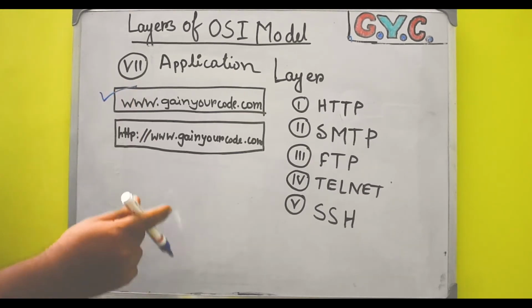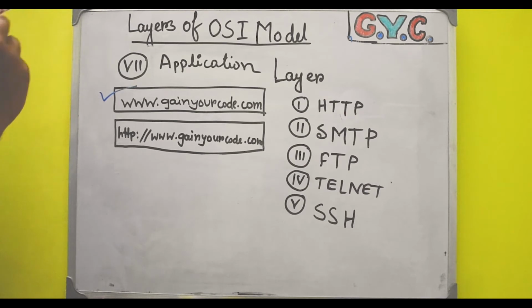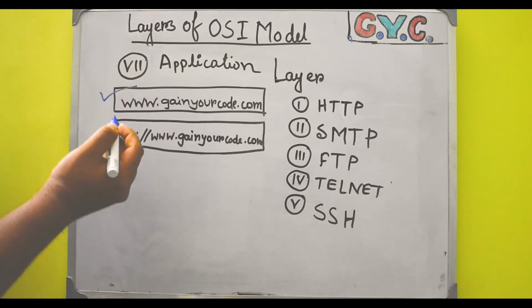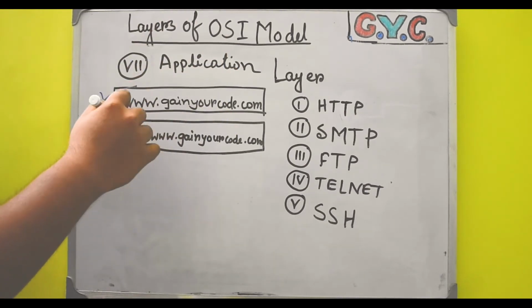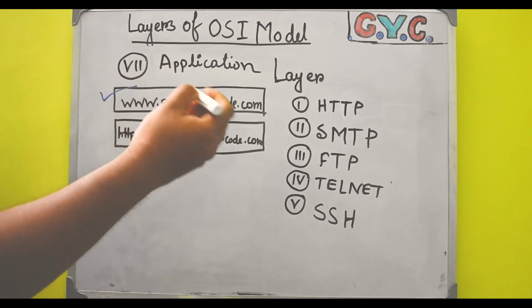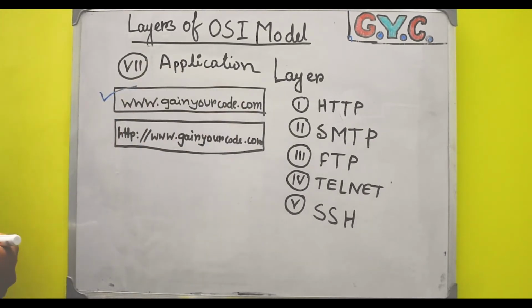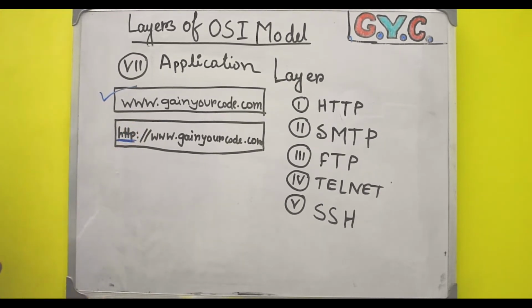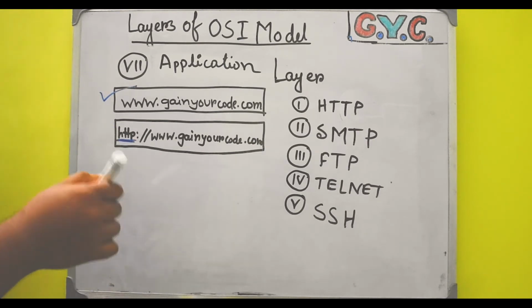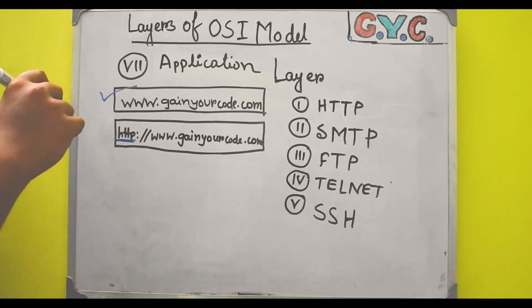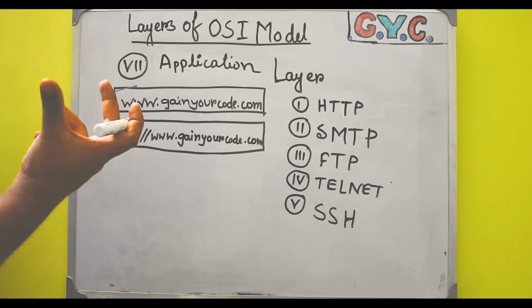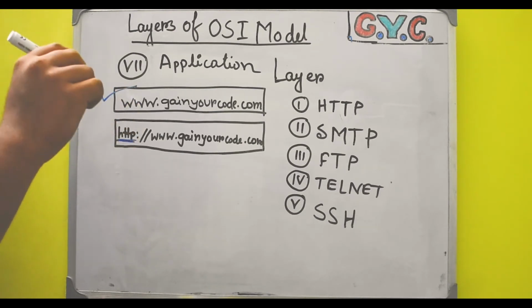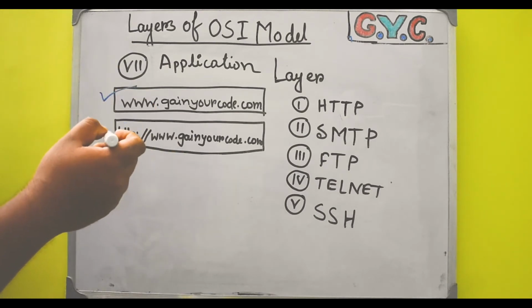But after your search is complete, if you look on that search bar, you can find http://www.gainyourcode.com. So why does this HTTP occur? The full form of HTTP is Hypertext Transfer Protocol. This Hypertext Transfer Protocol, or HTTP, basically works with web pages. www, World Wide Web. It works with web pages.